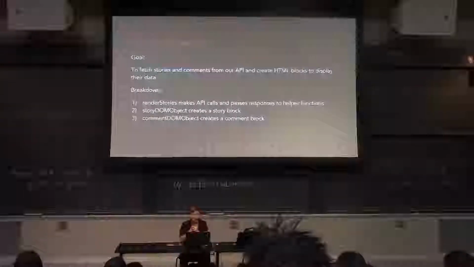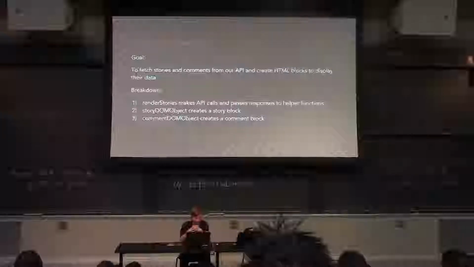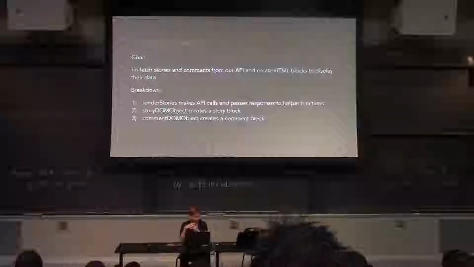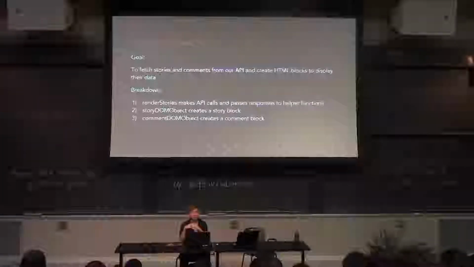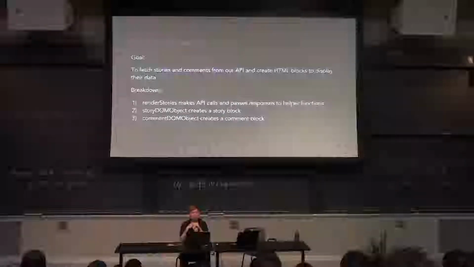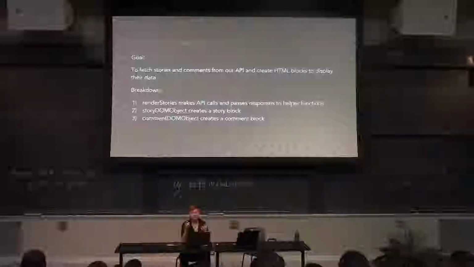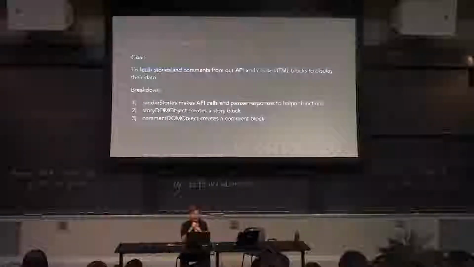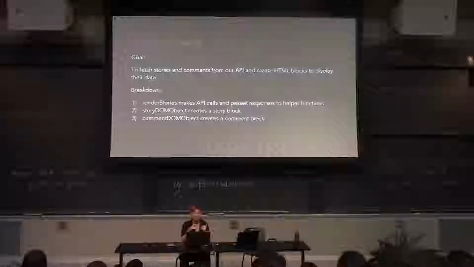And to break this down a little bit more, we have three main methods inside feed.js. The first is render stories. This is kind of the main function inside feed.js. It is in this method where you will make your actual API calls and you will pass their responses to the helper functions. Story.object is one of your helper functions. It will basically, given a story object, create an HTML element for that story. Comment.object is like story.object except for comments. So given a comment object, it'll create an HTML element for that comment.